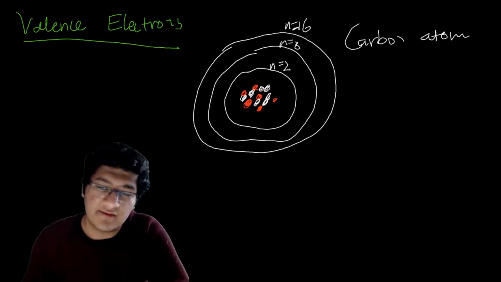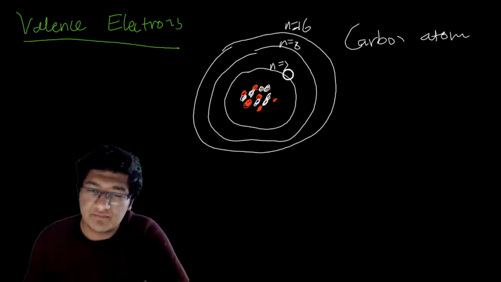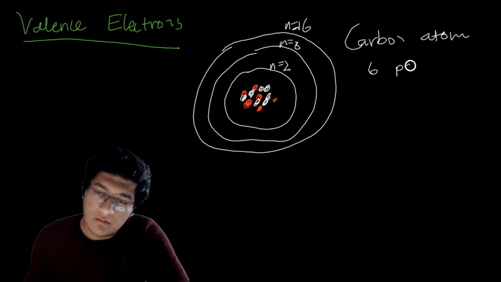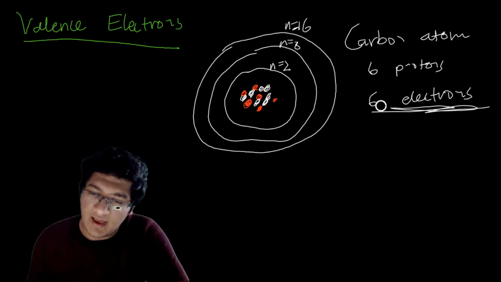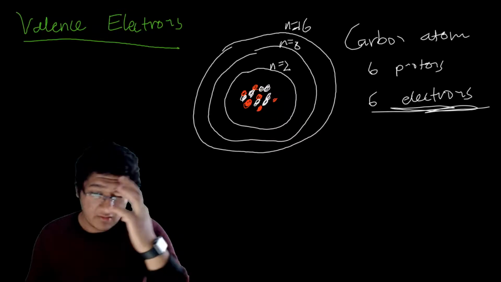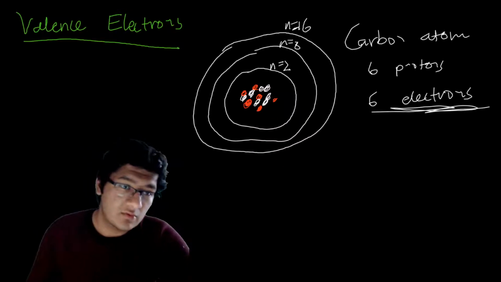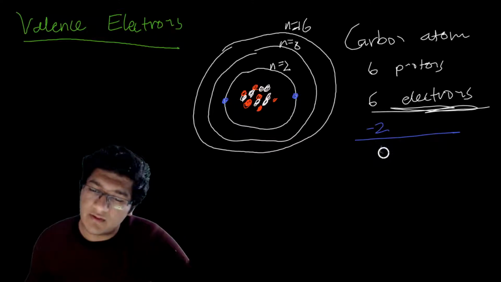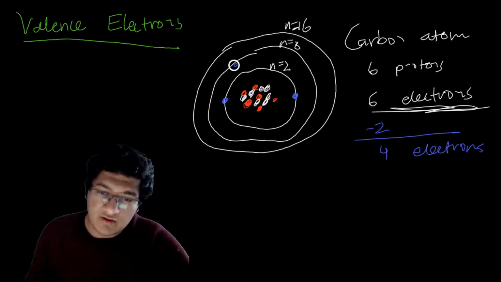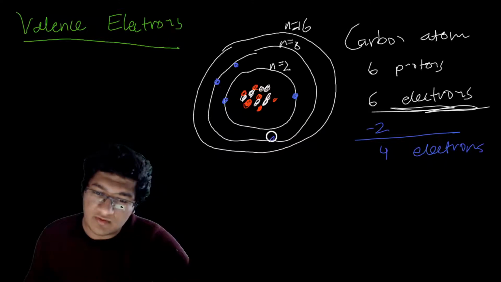What I'm trying to say is if the carbon atom has 6 protons and 6 electrons, these electrons need to be added into the shell accordingly. So if the first shell can only take 2, we're going to add 2. 1, 2. So we subtracted 2, so we have 4 electrons left. And now these electrons, since the space for this is 8, it's more than enough.